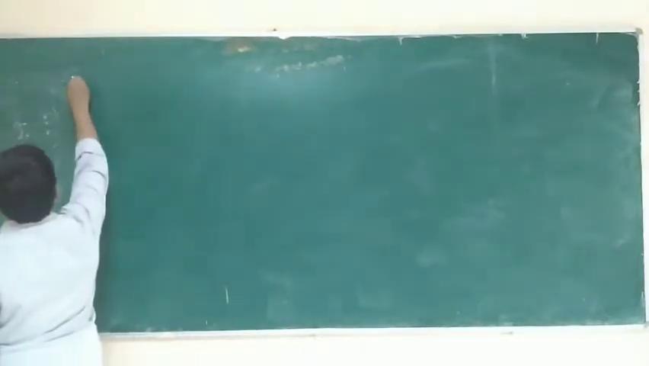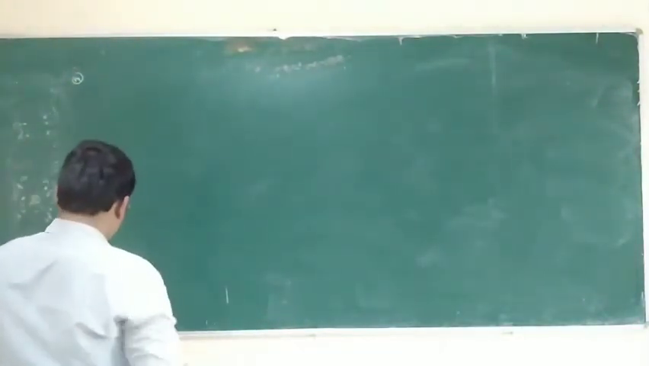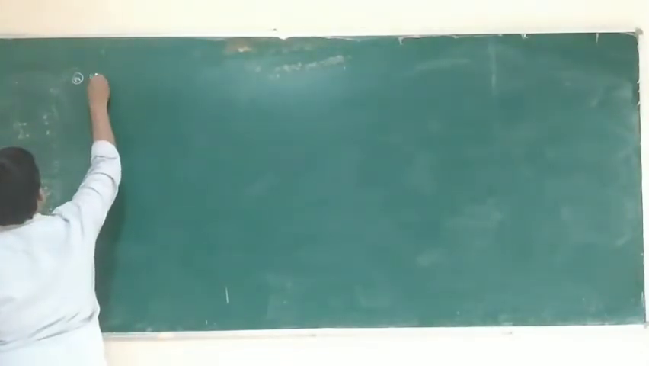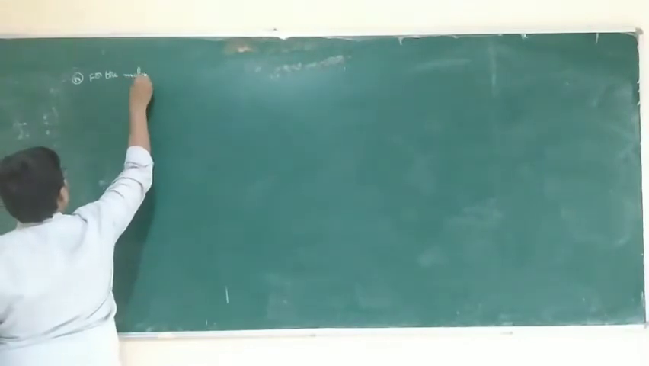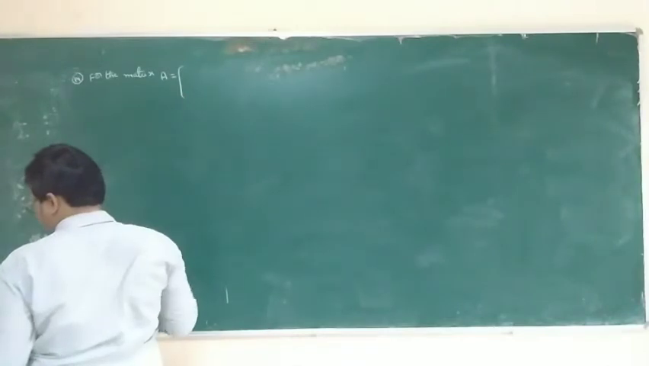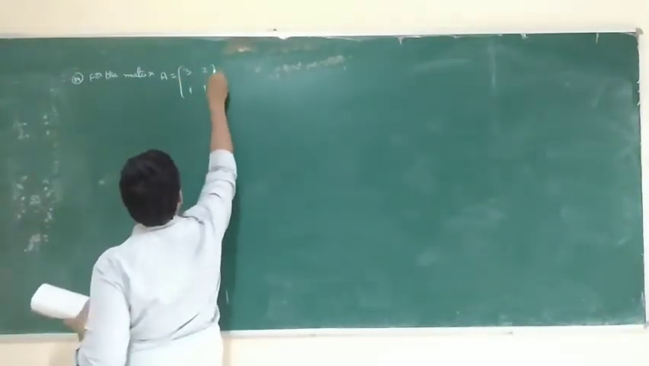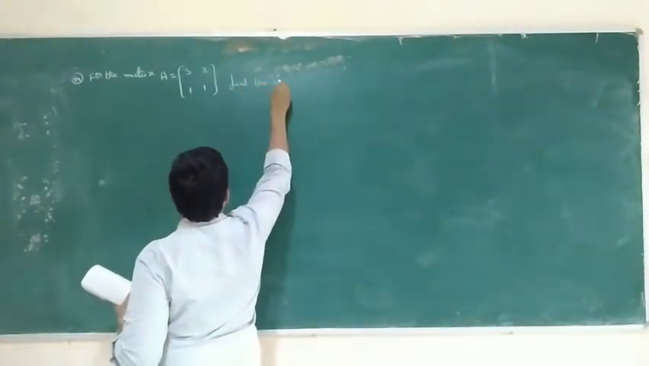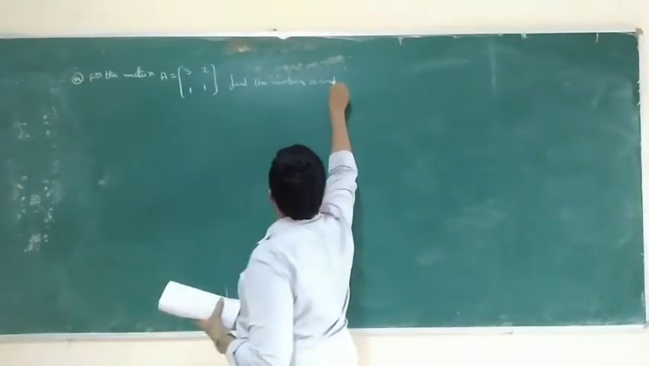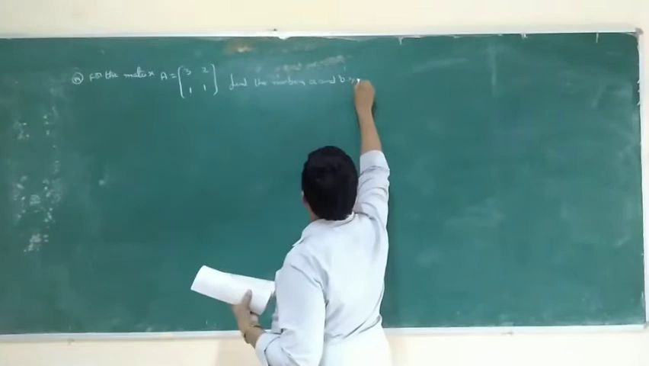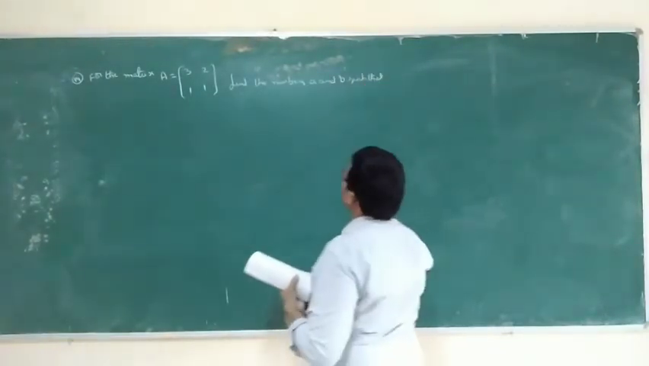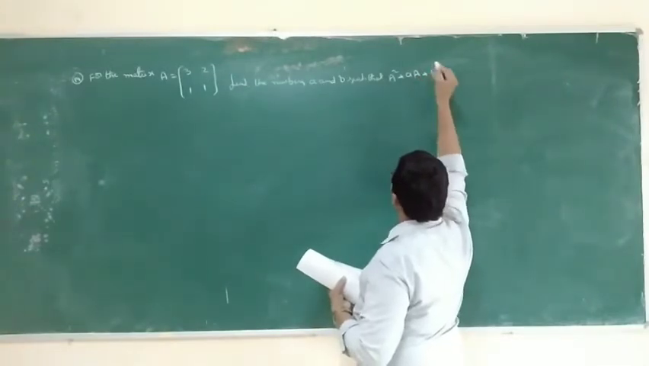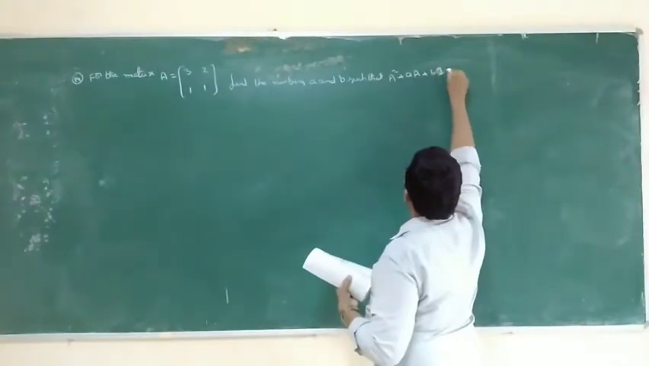Next, 14th problem. For the matrix A is equal to 3, 2, 1, 1, find the numbers small a and small b such that A squared plus small a into capital A plus small b into I is equal to 0.